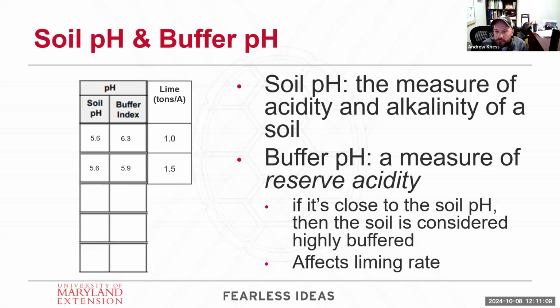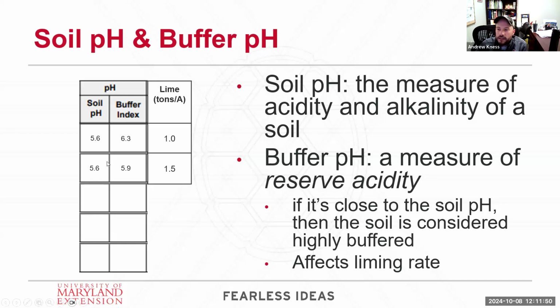So I just filled in some made up numbers here, and these numbers are just to visualize this. Say you have two soil samples that you submitted to the lab, and they're both at pH 5.6. However, you look at the recommendations and you notice that one soil is recommended to have, say, 1 ton to the acre of lime, and the other is at 1.5 tons per acre of lime. And say you're growing the same crop, so you might wonder why one soil is requiring half a ton more lime than the other to bring it up to the same pH.